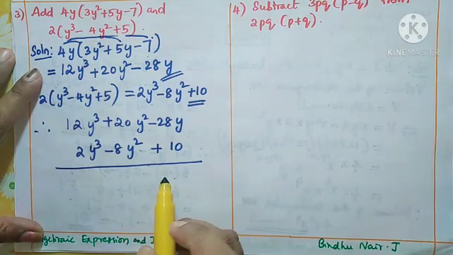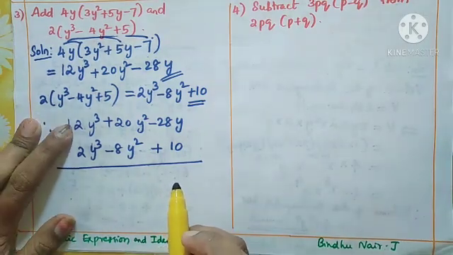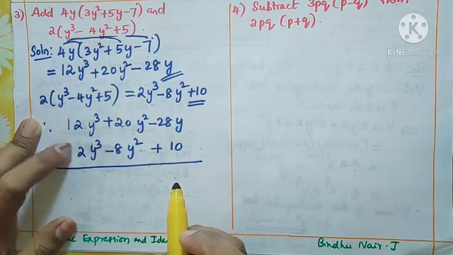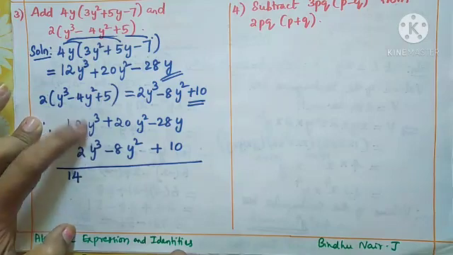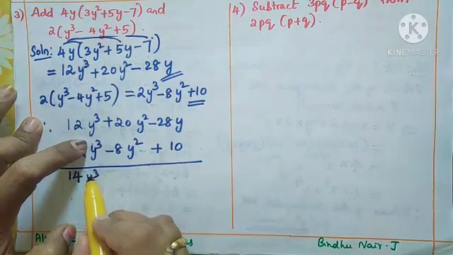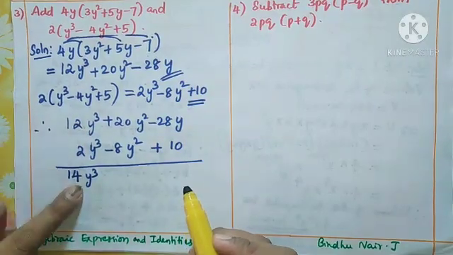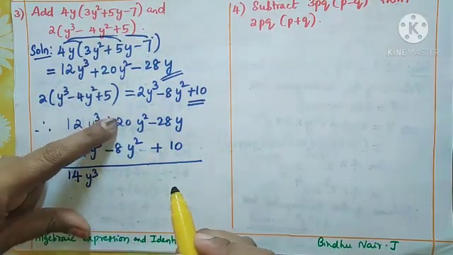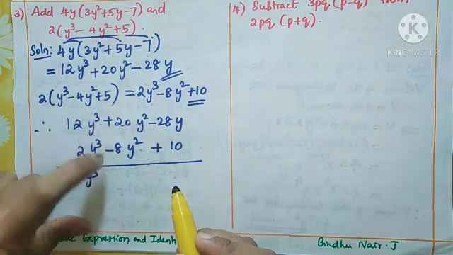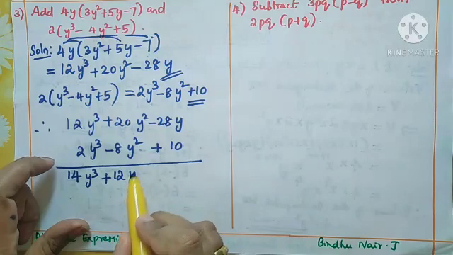Very easy. See the sign carefully and combine. Here you see 12 plus 2. Okay. 12 plus 2 is 14. And write the variable as it is, y cube. When you are adding, only add the numbers and the variable will come as it is. Okay. Now come to y square. 20 and minus 8. What is 20 minus 8? 12. So 12 and y square.